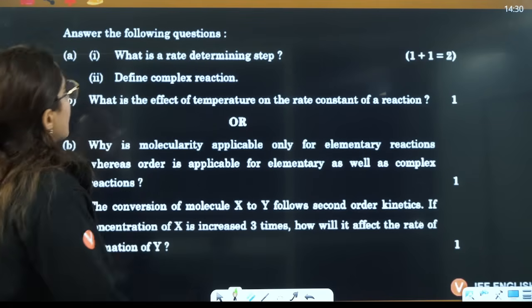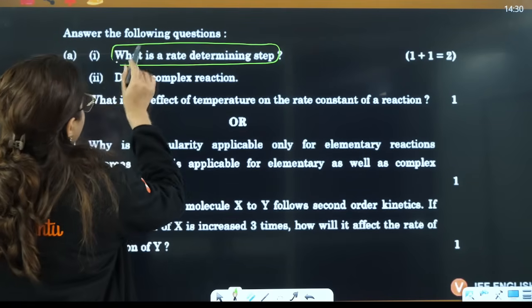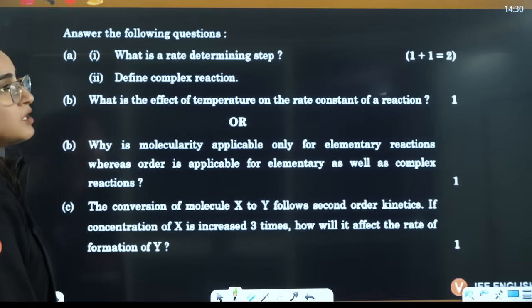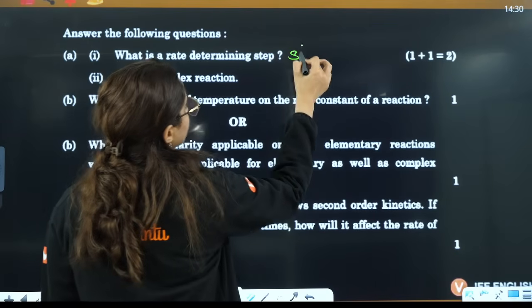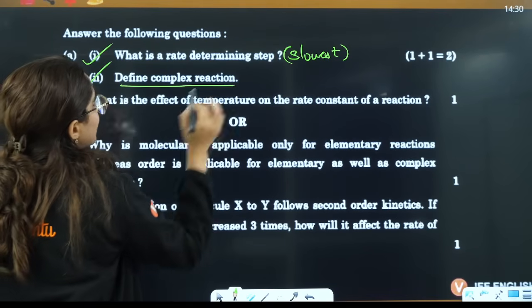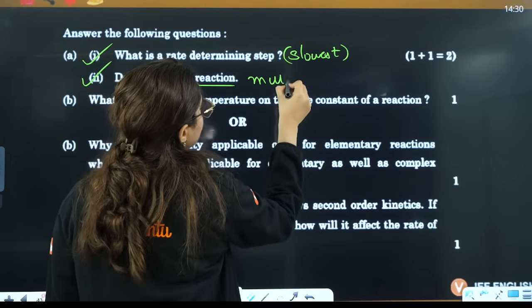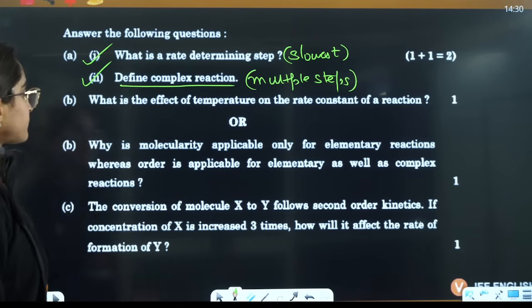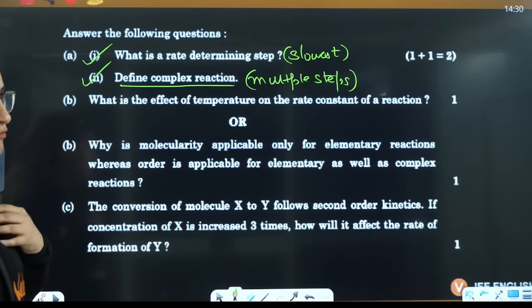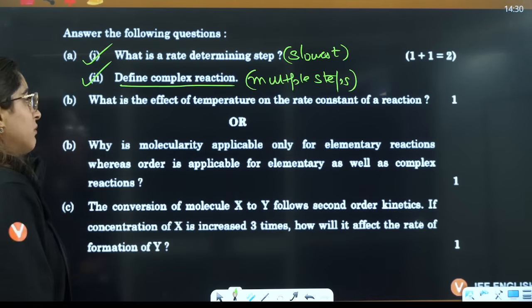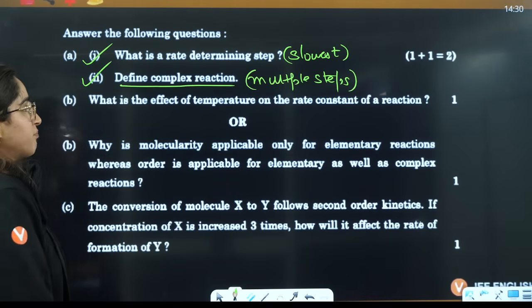So here it is. What is rate determining step? If you see here also, you'll be able to find it. Rate determining step is the slowest step in the complex reaction. Define a complex reaction: it takes place in multiple steps. You can give an example for that, that firstly an intermediate is formed. After that, you have done so many parts where you have multiple steps.